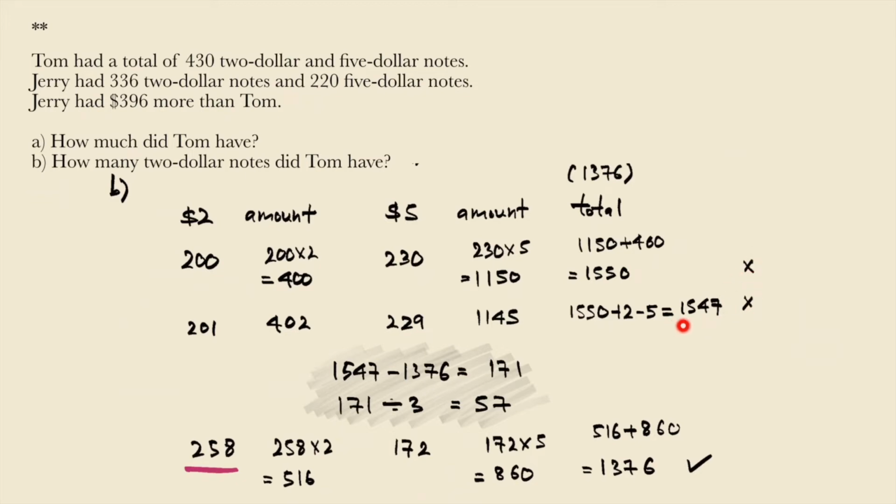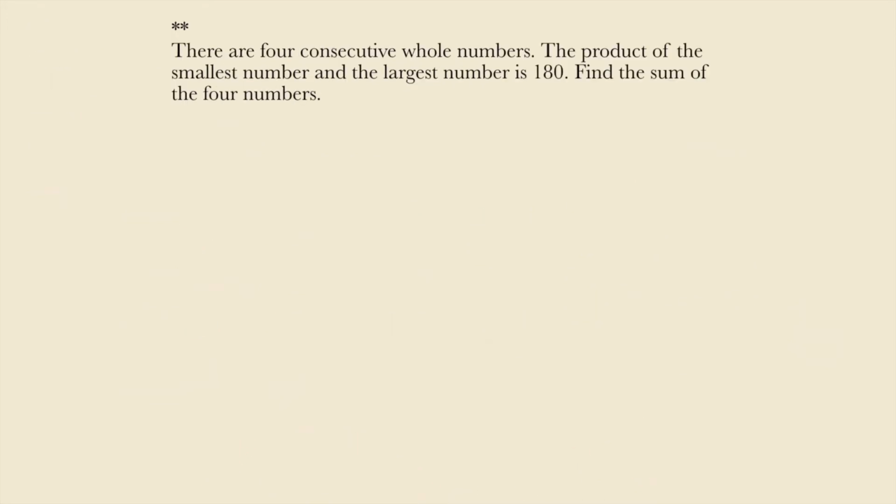So let's find the gap, shall we? 1547, I want to get to 1376. So that's 171. How many 3's is that? 57. Okay, therefore, I'm going to do it 57 times. Which means I have to add 57 here, subtract 57 here, which means the $2 notes has to be 258.